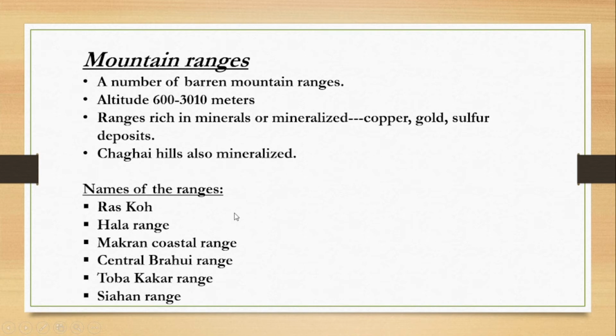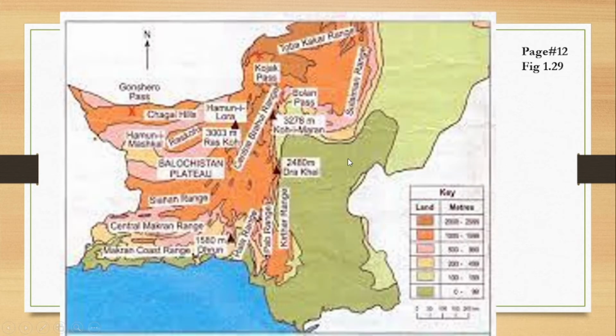Okay, now you have to learn the names of the ranges that are situated in the Balochistan Plateau. They are the Rasko Ranges, Hala Range, Makran Coast Range, Central Brahui Range, Toba Kakar Range, Siahan Range. Once we deal with the map question, these ranges will automatically get by heart. And if you look at this figure here, figure 1.29, it's not very clear here. But in case you want to study it from this figure, you can do so. It's on page number 12 of your textbooks. But since it is a little complicated here, I'll be doing it separately on a separate map.